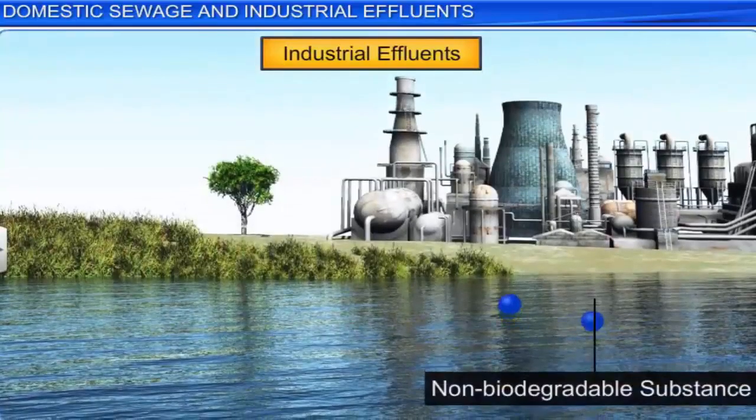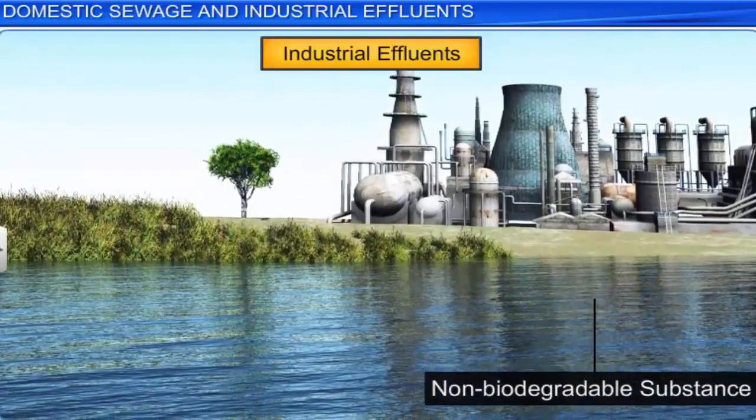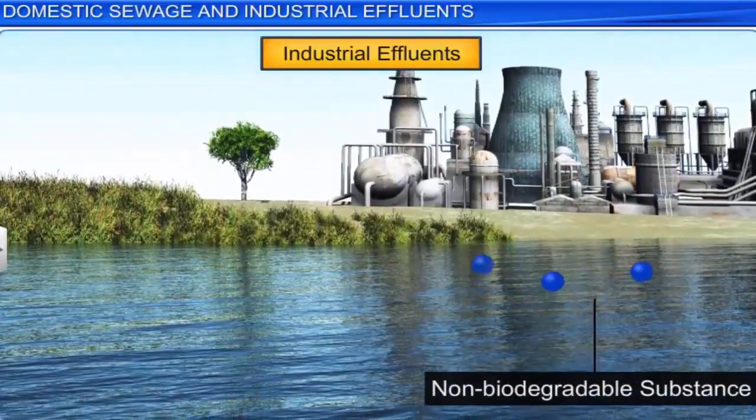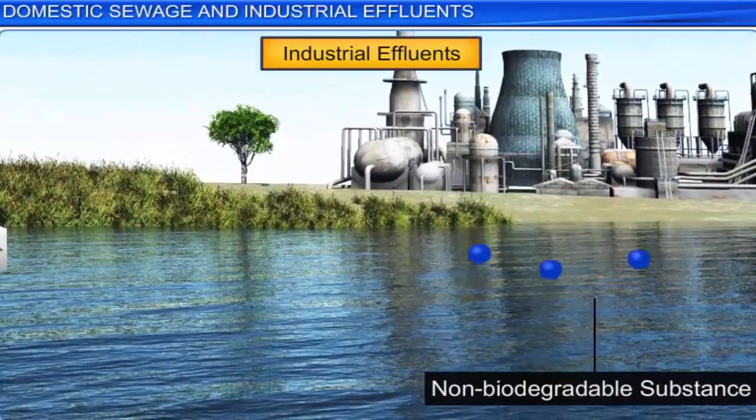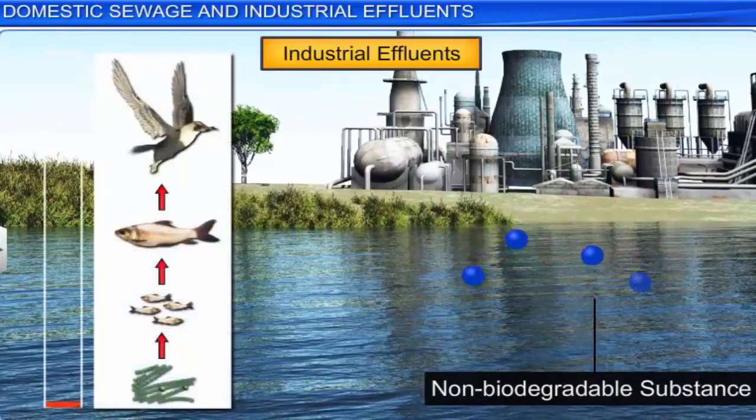Toxic substances such as mercury, cyanide, and DDT are not biodegradable and get incorporated into the food chain, causing biomagnification of the toxicant.